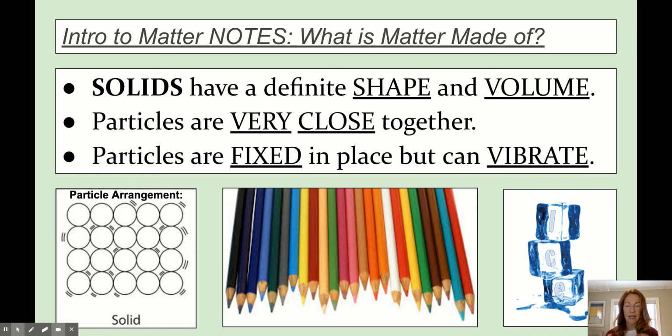Okay, so a solid, let's go over this again so you can write it in your sheet. So a solid has a definite shape and a definite volume. And the particles are very close together, so write very close. And the particles are fixed in place, but they can vibrate.